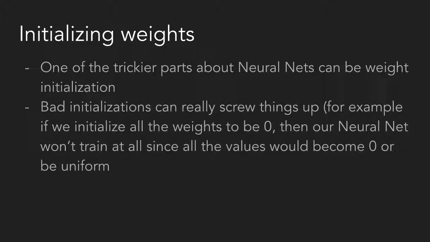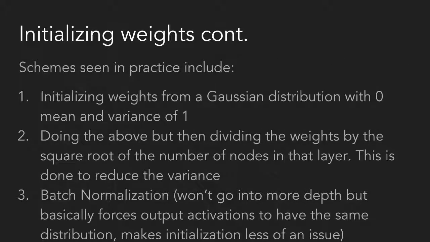Also, if we make all of the activations for something the same in the first layer, then because we're multiplying everything by 0, everything that we're passing forward will be the same. So there's no real sense of which features could be the most important. It's basically just treating everything equally. Then all of our gradients that we pass will be the same. So that's not good. We want different initializations. We don't want things to be uniform. So if we look at some schemes seen in practice, one is to initialize weights by drawing each weight from a Gaussian distribution with 0 mean and a variance of 1.